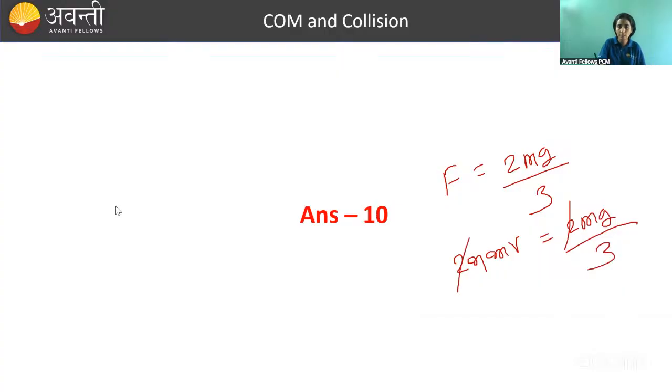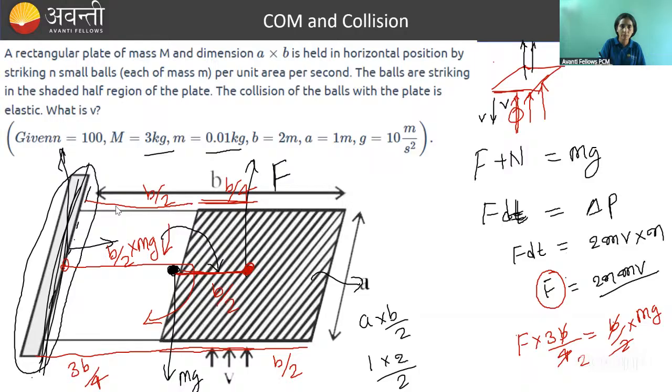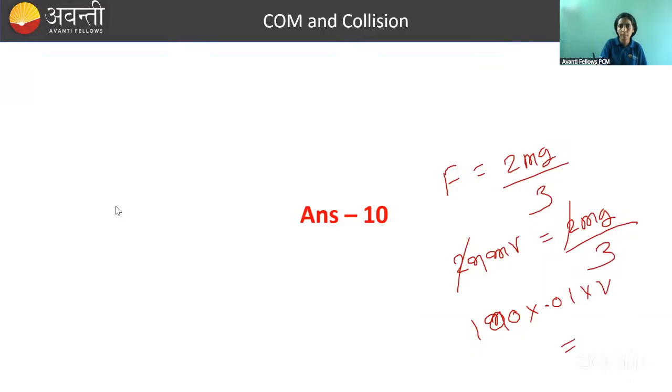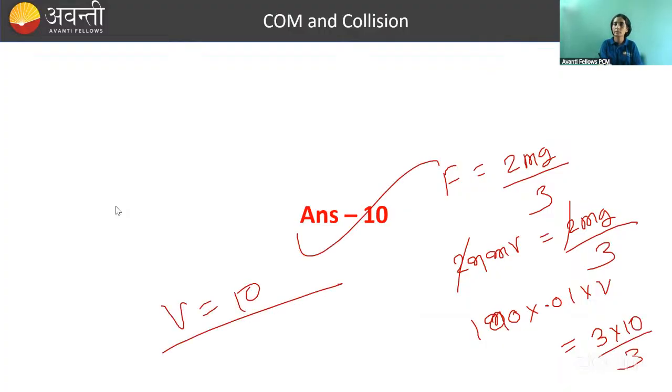What is N? N is given something. N is 100. N is given or not? Ma'am, it's 100. Yeah, N is 100. So this is 100. Small m is 0.01. This is V. Capital M is 3. This is 10 by 3. So clearly V is equal to what? 10. The answer is 10.